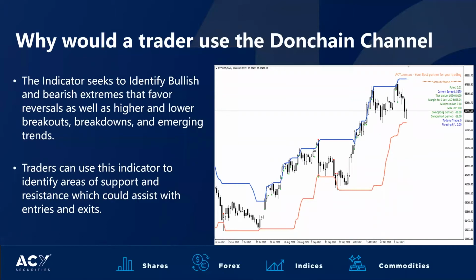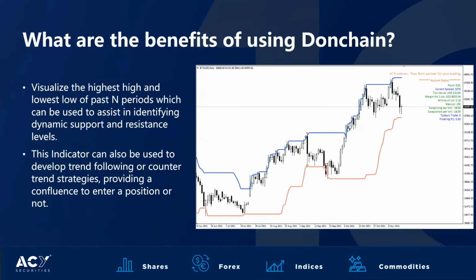Now, why would a trader use the Donchian Channel? Well, the indicator seeks to identify bullish and bearish extremes that favor reversals as well as higher and lower breakouts, breakdowns, and emerging trends. So traders can use this indicator to identify areas of support and resistance, which could assist with entries and, of course, their exits.